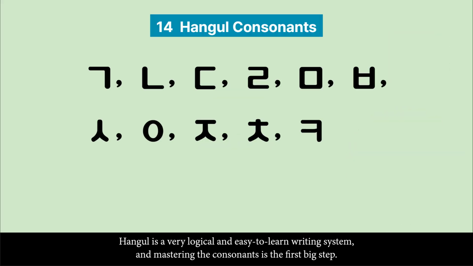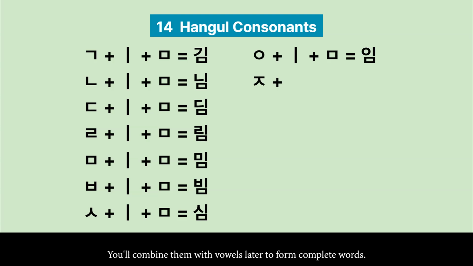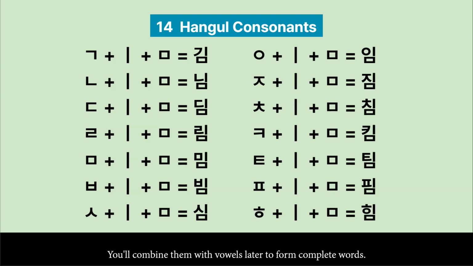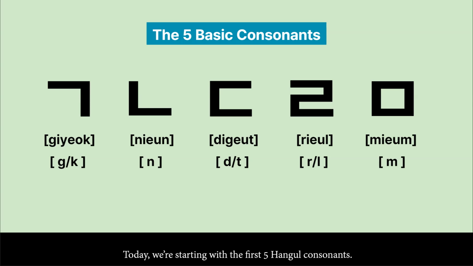Hangul is a very logical and easy to learn writing system, and mastering the consonants is the first big step. Think of each consonant as a building block for a syllable. You'll combine them with vowels later to form complete words. Today, we're starting with the first 5 Hangul consonants.